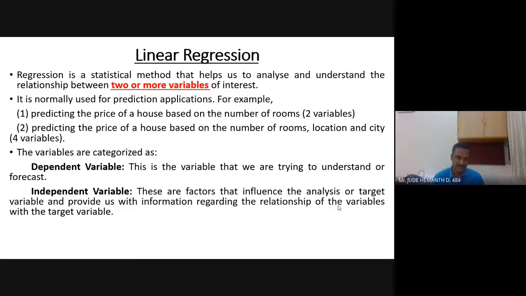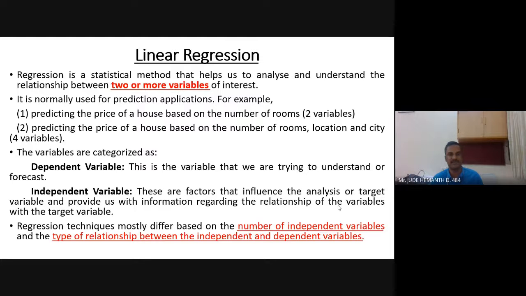So these dependent variables and independent variables are going to play a crucial role in the regression process. So there are many types of regressions. So this is normal regression. What is regression? Simple mathematical calculation. But these regression techniques are of many types, which are different based on the number of independent variables. What do you mean by independent variable? The number of rooms, location, city, and so many things.